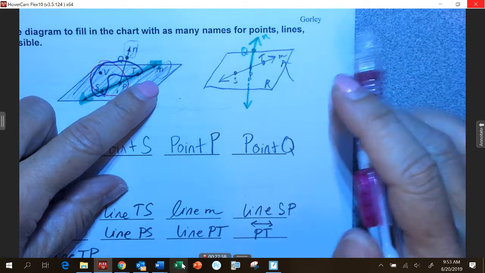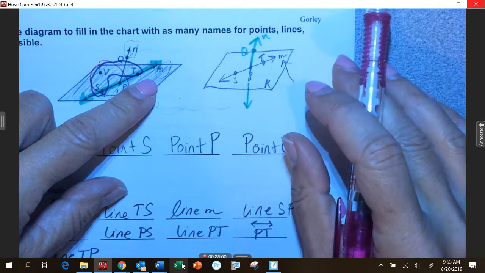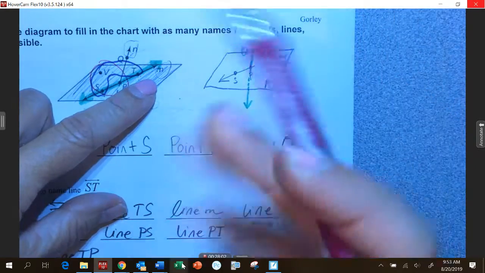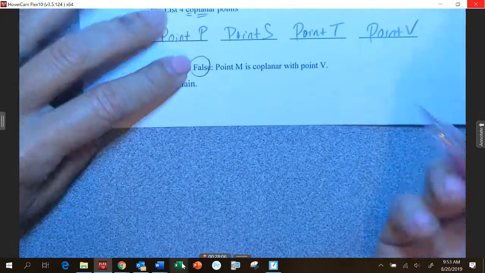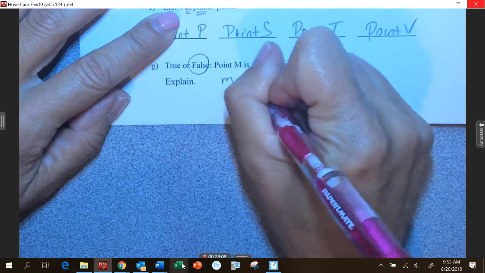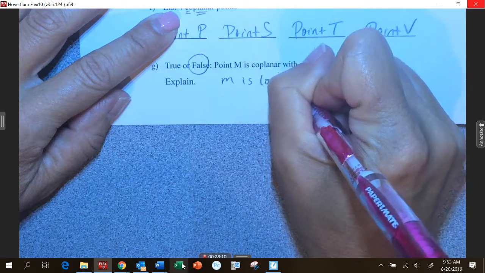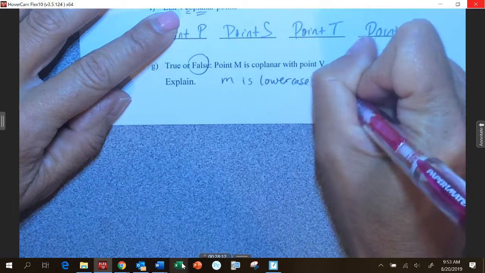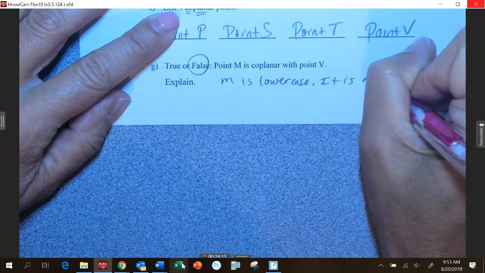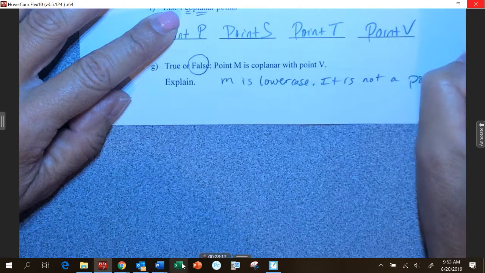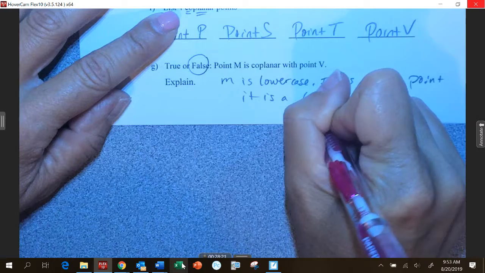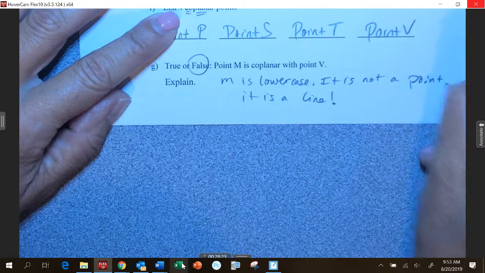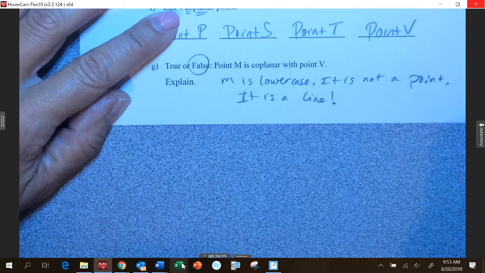So we can say, oh yeah, they're on the same surface if you don't think about it very deeply. But M is a line. So we say false. M is lowercase. It is not a point. It is a line. So that's why they are not points that are coplanar.